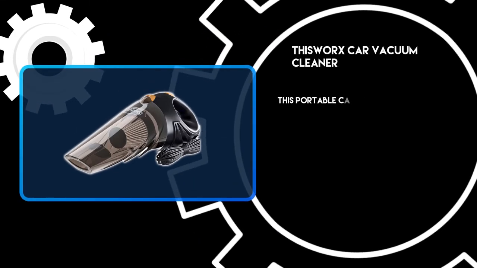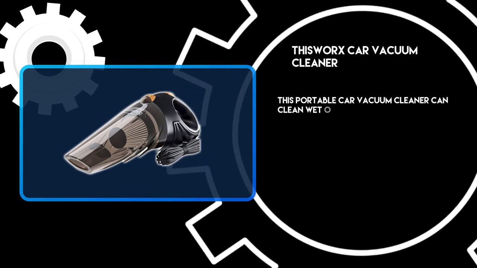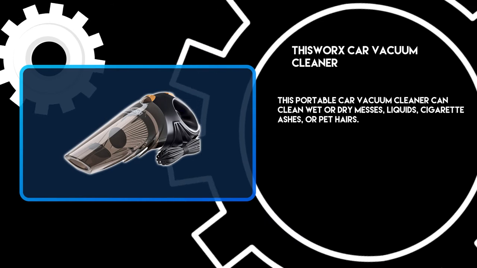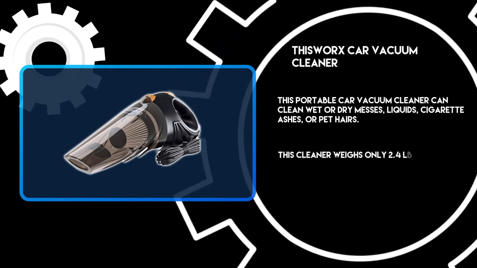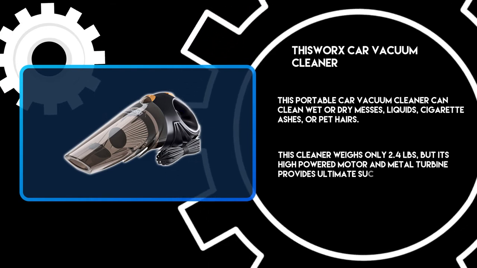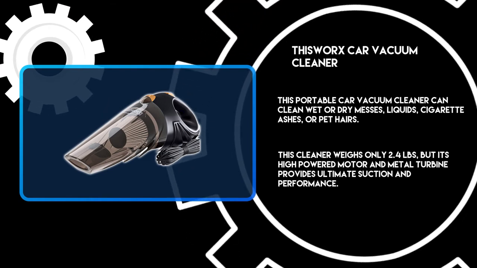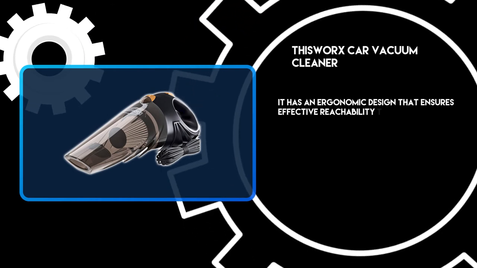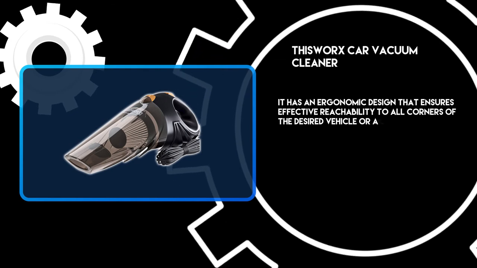This portable car vacuum cleaner can clean wet or dry messes, liquids, cigarette ashes, or pet hairs. This cleaner weighs only 2.4 pounds, but its high-powered motor and metal turbine provide ultimate suction and performance. It has an ergonomic design that ensures effective reachability to all corners of the desired vehicle or accessory that needs to be cleaned.